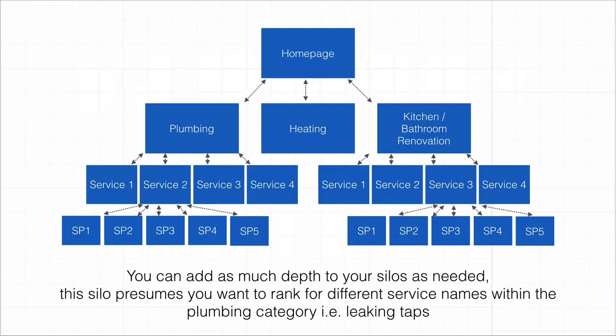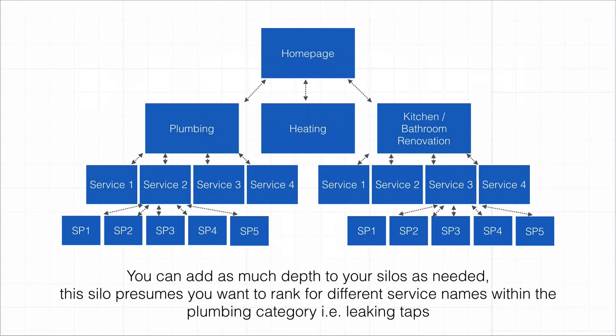You're going to have a lot of pages linking in a structure similar to this. Notice again how they're not cross-linking. The plumbing never links to the heating section. The heating never links to the kitchen/bathroom renovation silo. They're all separate silos as part of one big structure.